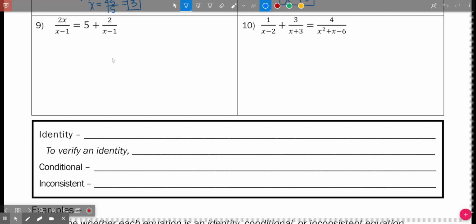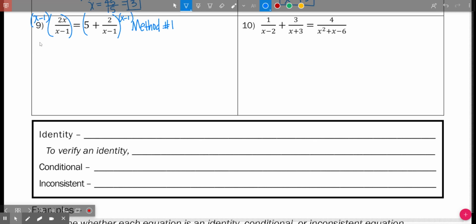In number 9, you can solve this one by eliminating the fractions. So this would be method number 1. And we're going to multiply both sides by x minus 1. So I'm going to multiply this side by x minus 1, and I'm going to multiply this side by x minus 1.